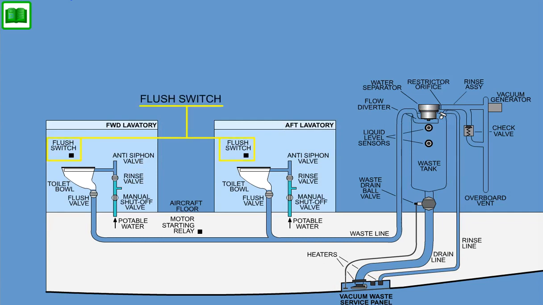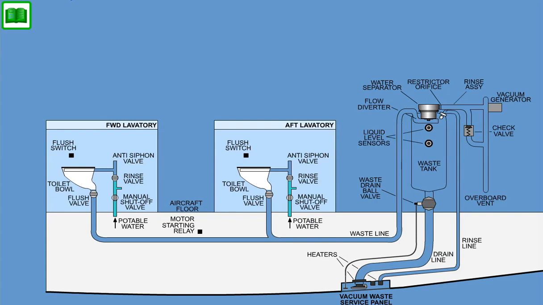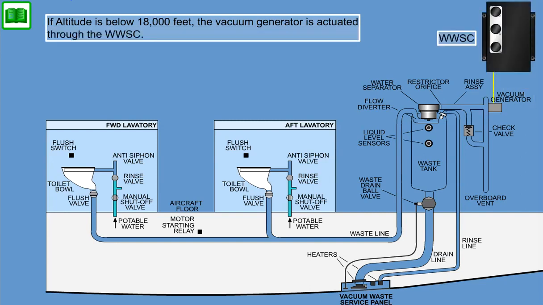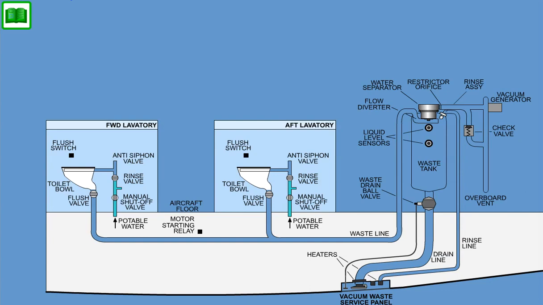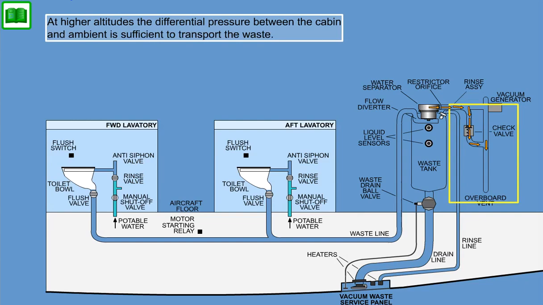When the toilet flush switch inside the lavatory is momentarily pushed, the toilet flush control unit, FCU, mounted on the toilet times and sequences the operation of the vacuum toilet. If altitude is below 18,000 feet, the vacuum generator is actuated through the Water and Waste System Controller, WWSC, to evacuate the waste holding tank. At higher altitudes, the differential pressure between the cabin and ambient is sufficient to transport the waste.